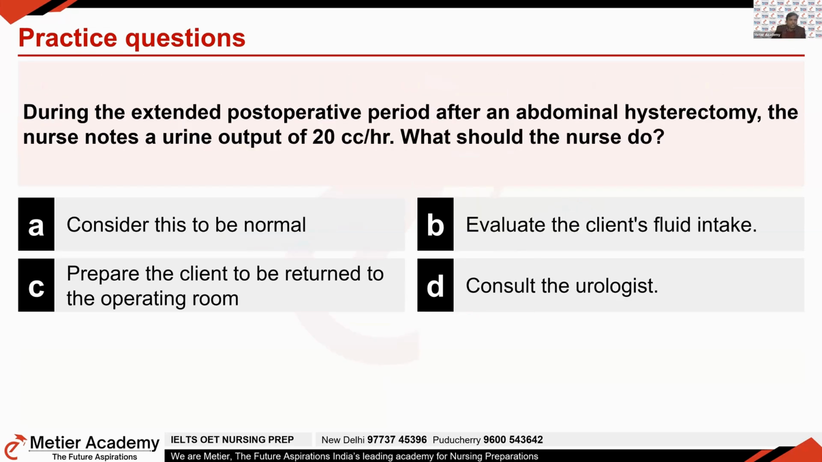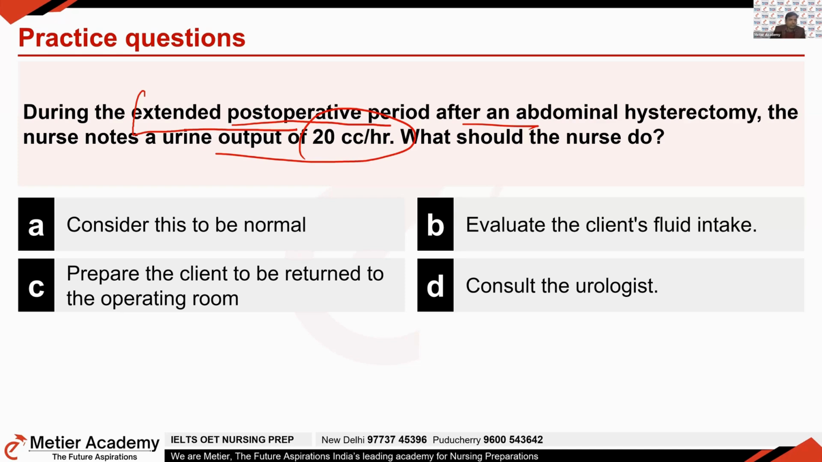So next question, perioperative nursing. During the extended post-operative period after an abdominal hysterectomy, the nurse notes a urine output of 20 ml per hour. What does it mean? Post-operatively, urine output is always important. Moreover, this is the extended post-operative period. You have immediate post-operative, intermediate post-operative, and extended post-operative, which lasts maybe after 7 days.